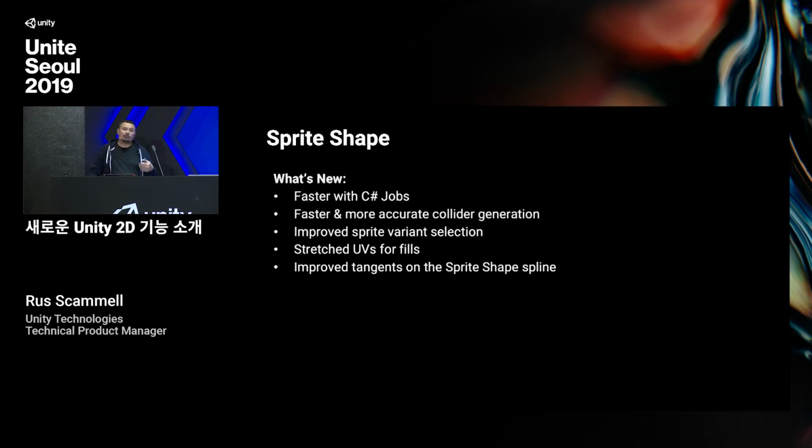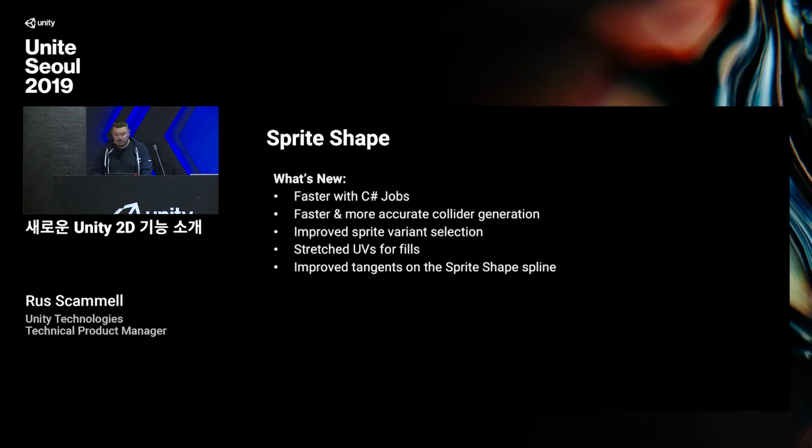The new stuff for Sprite Shape is that it's a lot faster with C# jobs. You get more accurate mesh generation and collider generation. And you get an improvement in what we call the sprite variant selection. I'll show you how all of that works shortly. Also, if you're using the fills for the Sprite Shape, you can use stretched UVs now to get UVs that adapt to the size of your Sprite Shape. And finally, we've improved the tangents on the control points for the Sprite Shape spline.